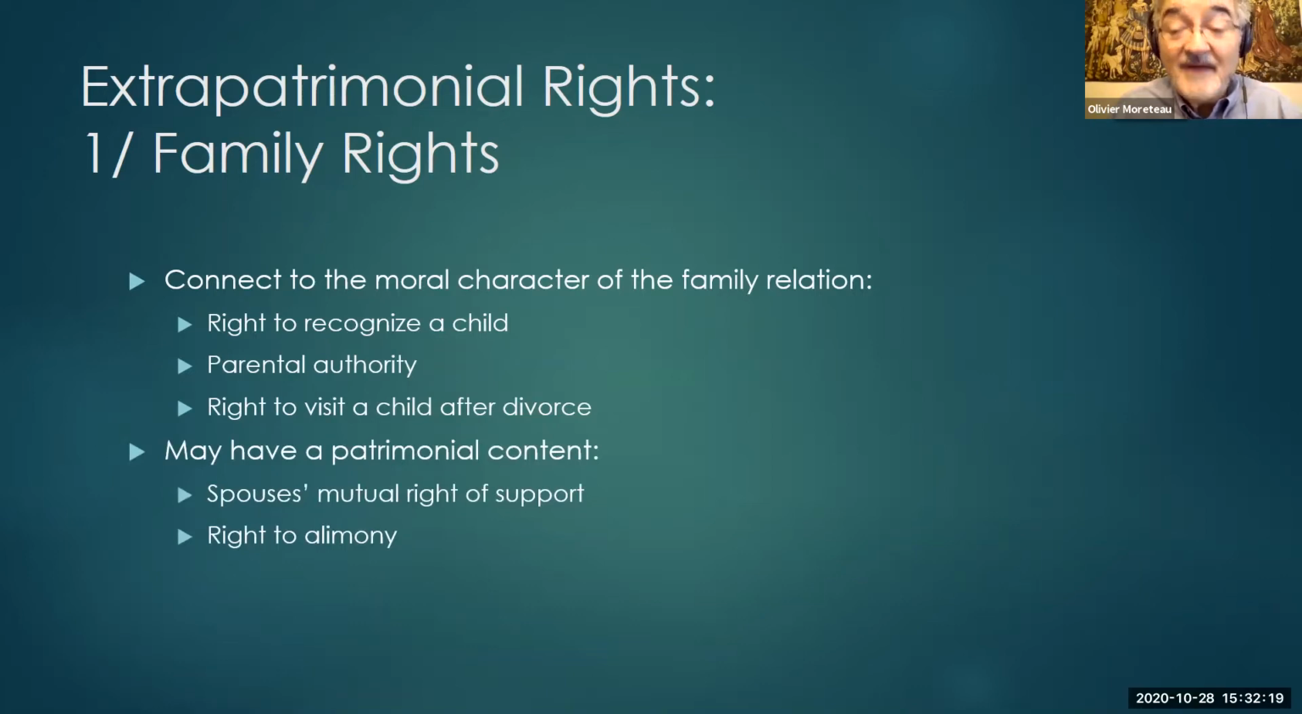Okay, these family rights have or may have a patrimonial content. Some patrimonial content may develop as a consequence, like the mutual right of support that spouses have towards each other, or the right to alimony that an abandoned spouse may have against the other spouse, or likewise, this right to alimony may exist in parental relationship. Parents may owe alimony to children in need, and children may owe alimony to their parents. You may say that the patrimonial aspect is the sort of accessory to the principal right, which is extra-patrimonial in nature.